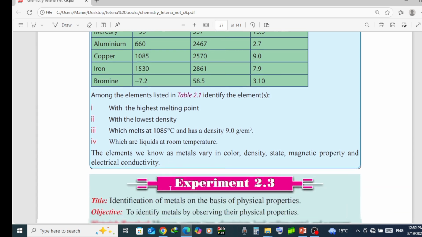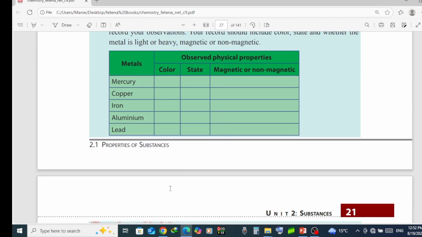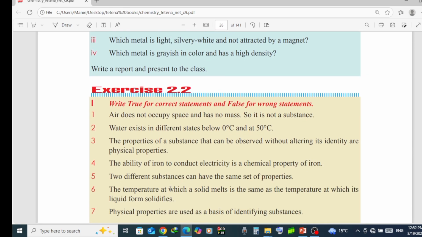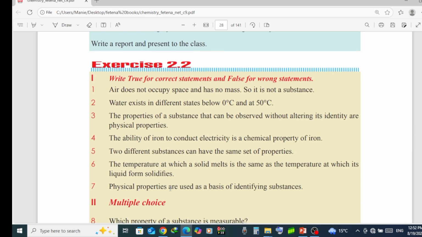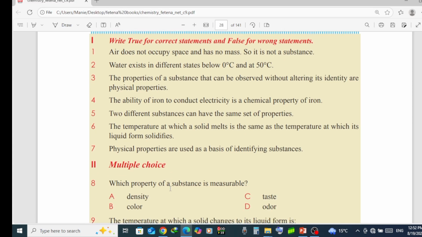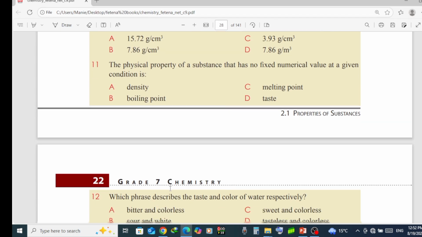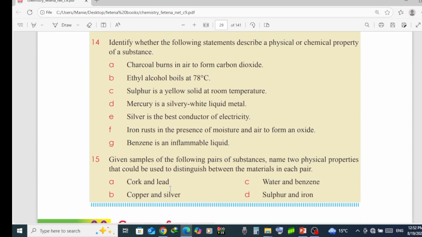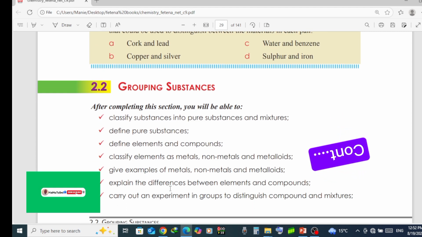Alright, so let's go this way. The other thing we are going to see this time is, as promised, exercise 2.2 is to be discussed in another video with their answers and explanations. Then you can try by yourself. So we're coming to 2.2. This is another main content, which is about grouping substances.